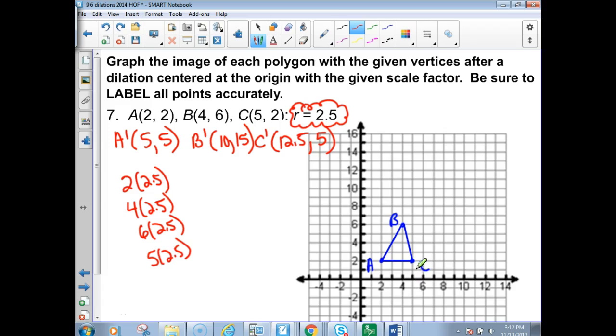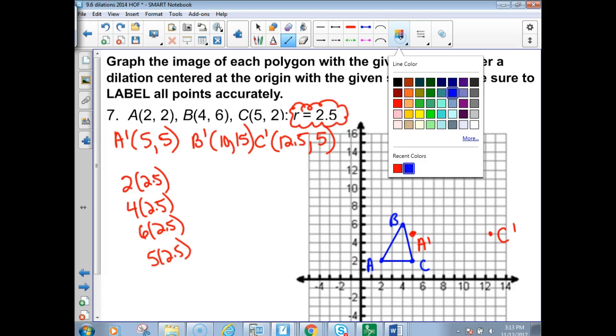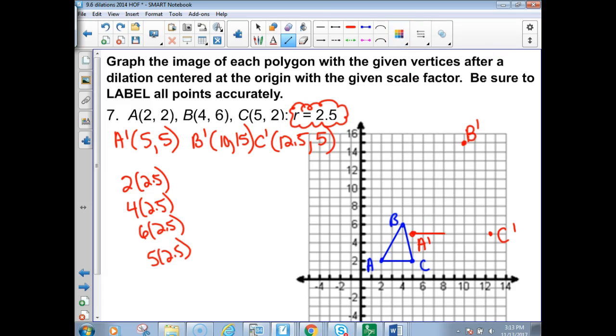All right, so carefully plot those points and label with prime notation. Twelve and a half, 1, 2, 3, 4, 5. Shape should stay the same. All sides should be parallel to the originals. And it's just blown out away from the origin.